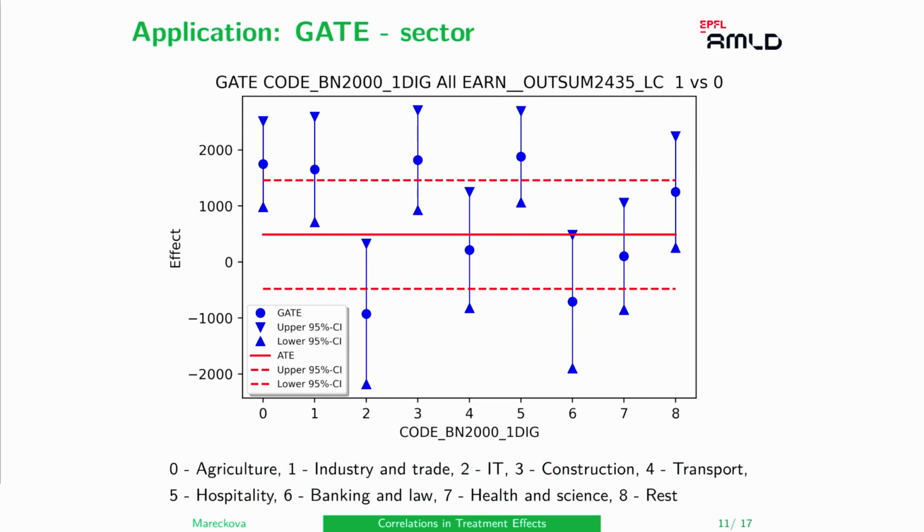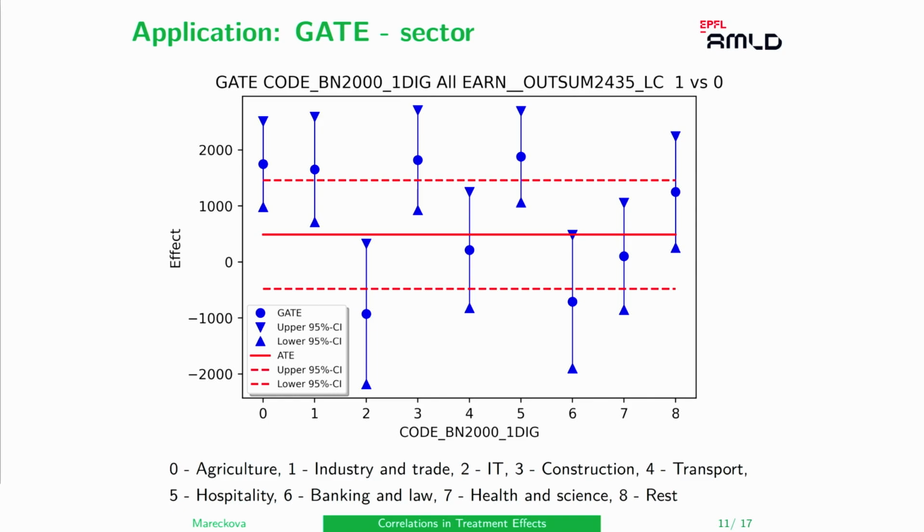Now, if you look, some groups profit more from the intervention, and some groups profit less. Since economists don't like negative effects, we now see here that sector 2, which is the IT sector, and sector 6, which is the banking and law, seem to have negative effects from going into this program on their level of employment 3 years after. Now, is this something where we can link the sector to the different treatment effects?